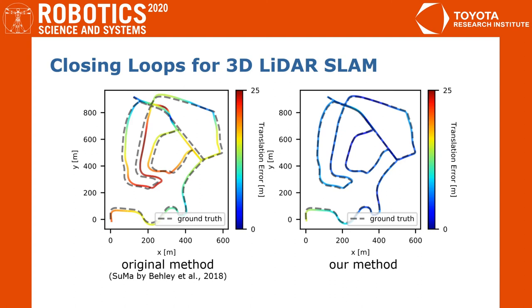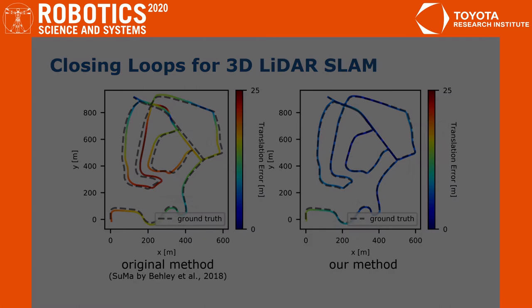Here we show our odometry results in comparison with the original SLAM method. We can see that after integrating our OverlapNet, the overall odometry is more accurate.